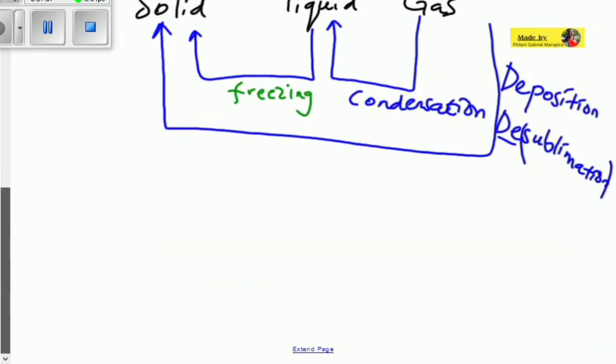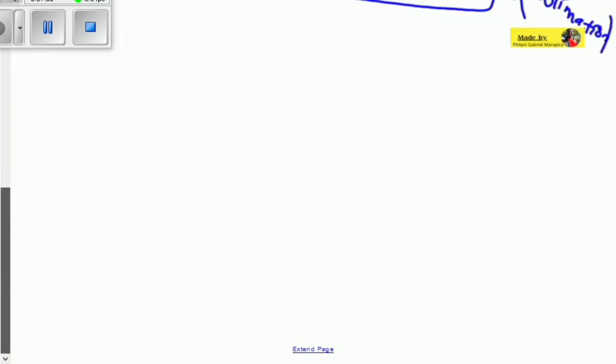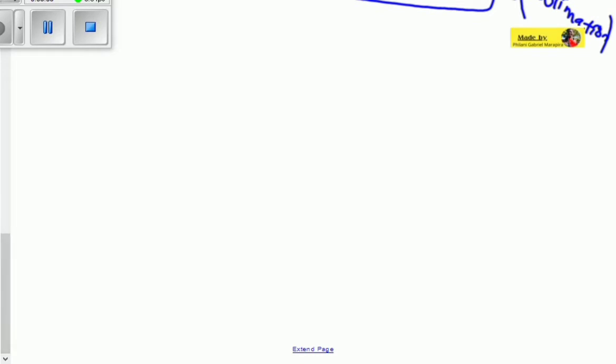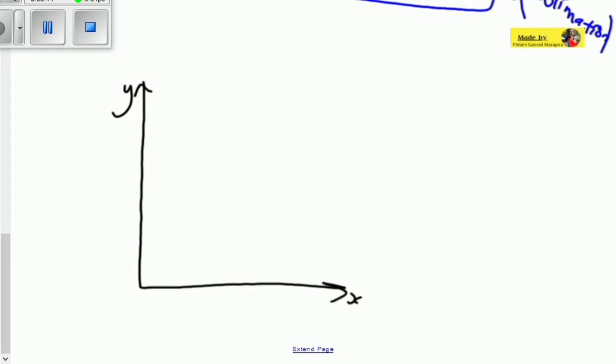Okay, so let's look at the heating and the cooling curves for water. So here we are having water. So let's draw a graph. This is our x-axis, this is our y-axis. So water moves from here. Let's put the temperature here in degrees Celsius, and then let's put the time in minutes.